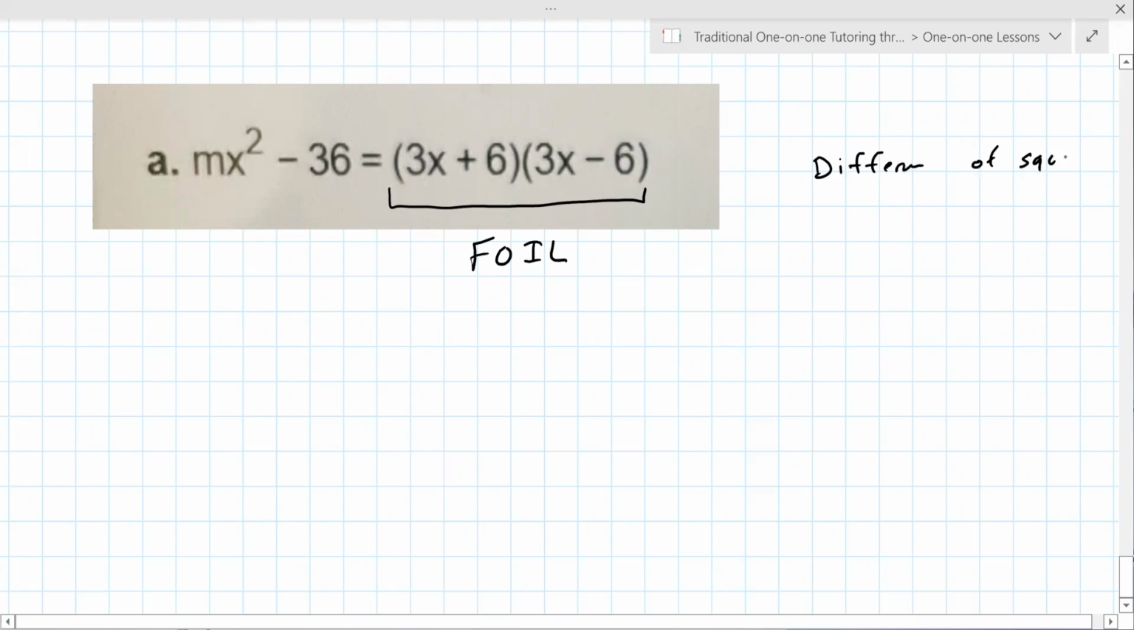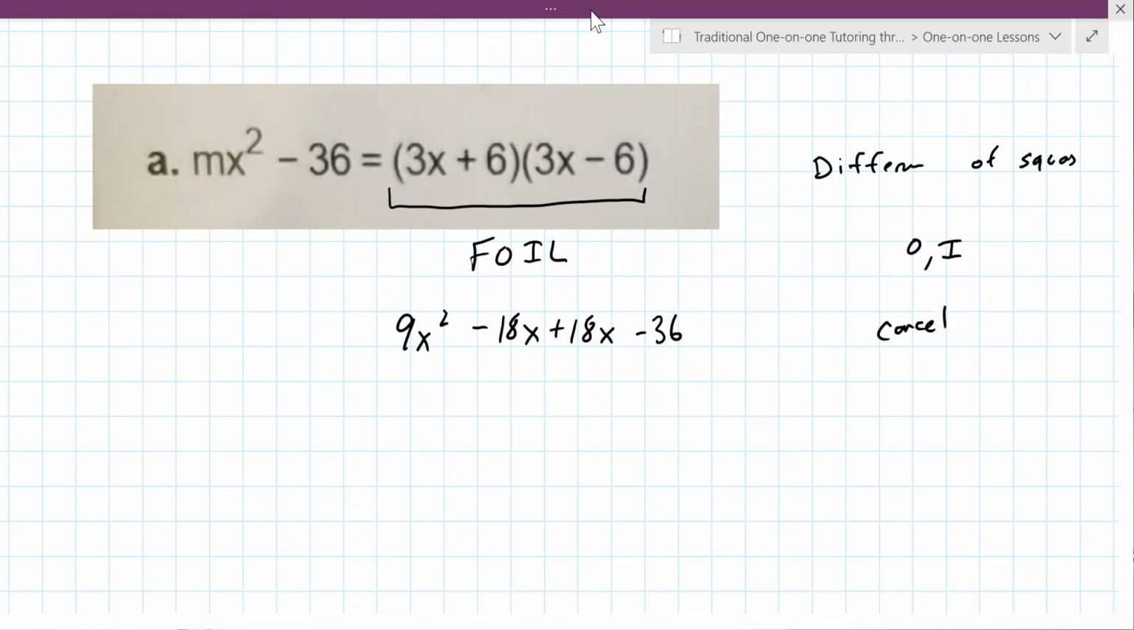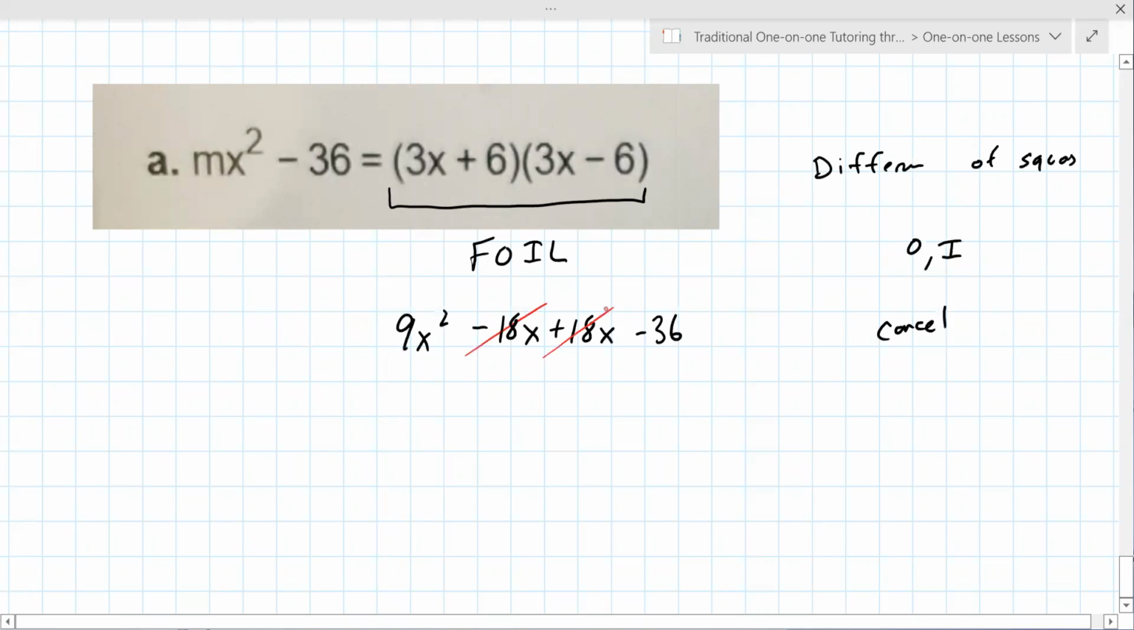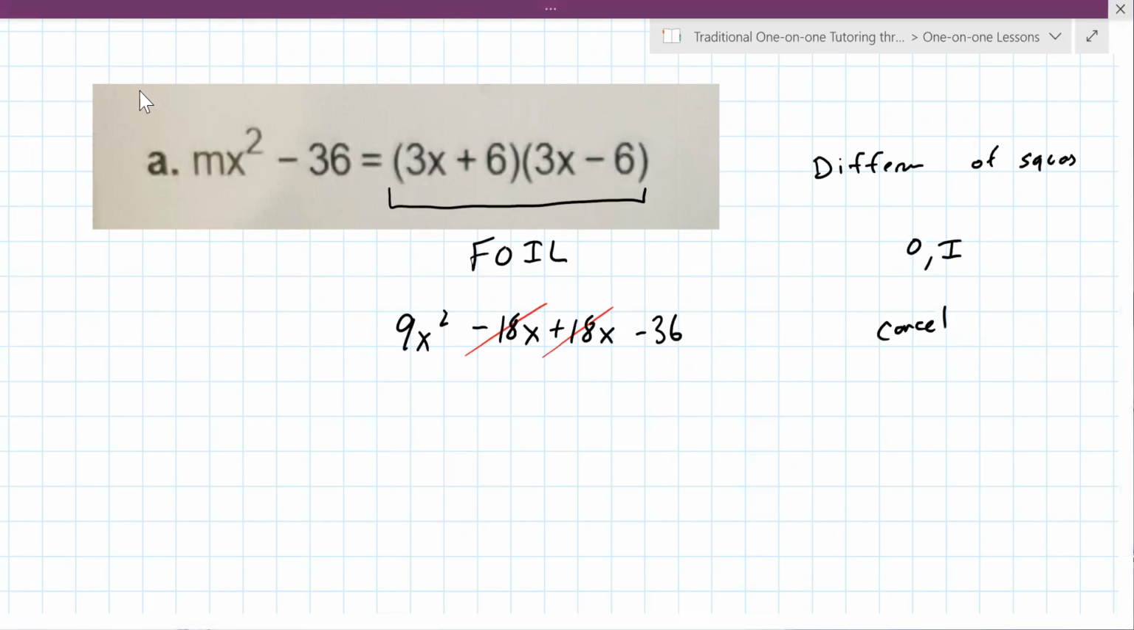And with difference of squares, the O and the I, they always cancel. Okay, and then you'll see that here. So it's 9x squared minus 18x plus 18x minus 36. Do you agree that the O and the I cancel? Yeah. Okay, so what are you left with?